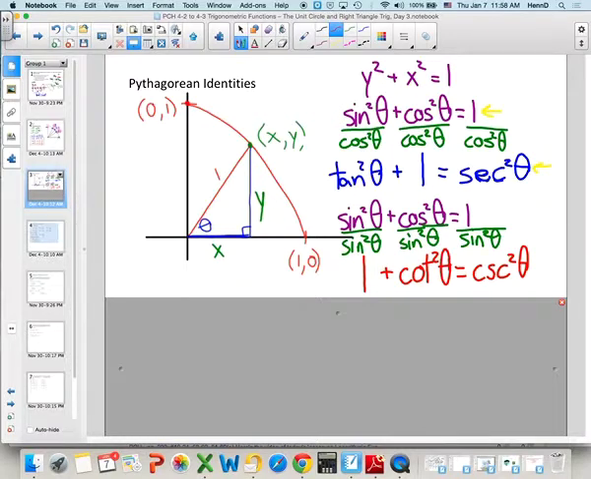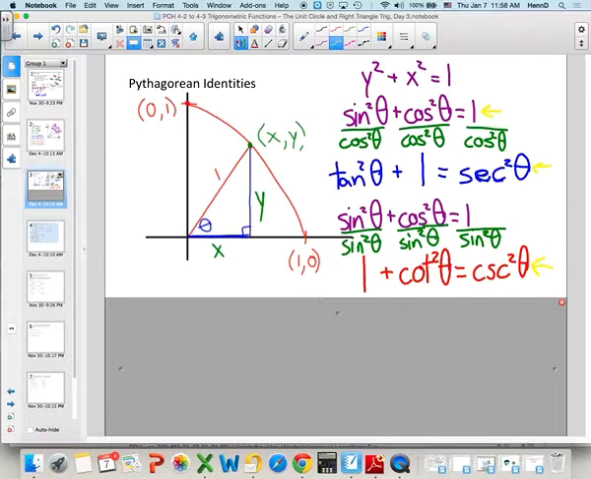Okay? And that right there is our third Pythagorean identity. So again, if you can remember sine squared plus cosine squared equals 1, then you can pretty easily get the other two. That's why I show you how they're developed. It took me a long time to get to the point where I actually had them memorized, so I would just constantly re-derive them in my head.